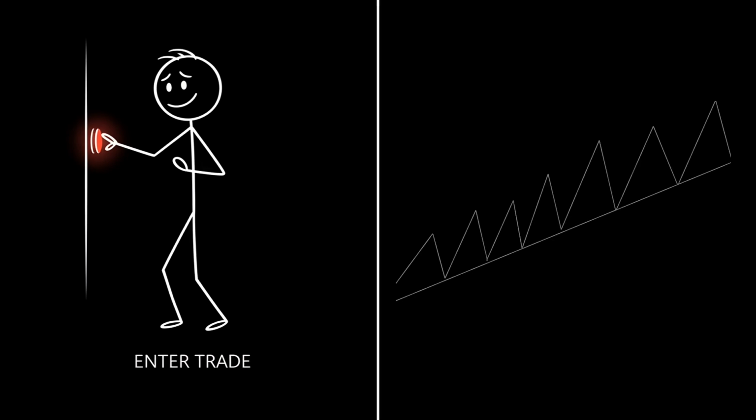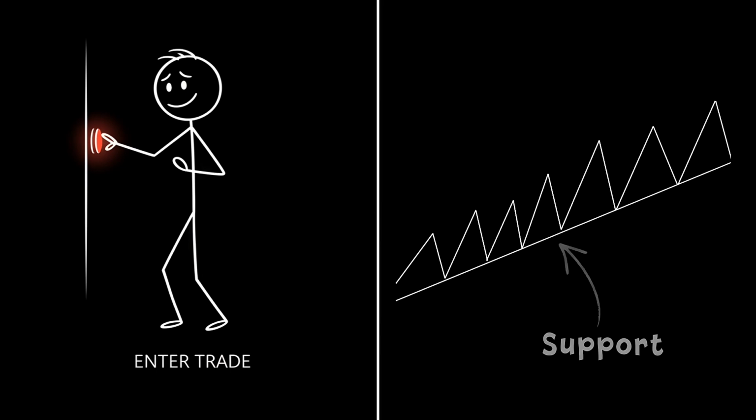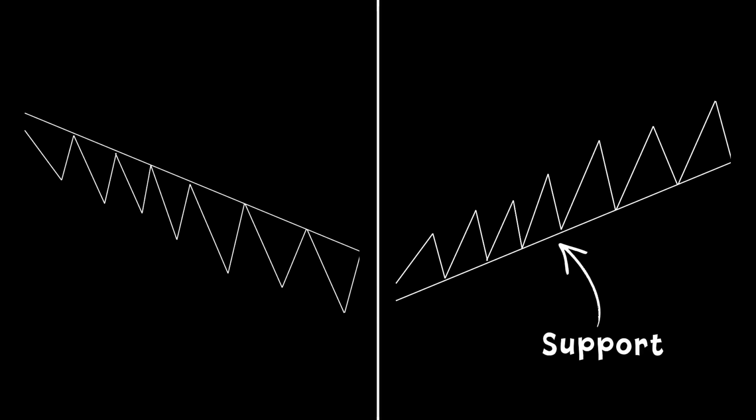For example, in an uptrend, a trend line serves as support. If price pulls back to the trend line, it could be an opportunity to enter for a buy. In a downtrend, the trend line acts as resistance. If price pushes back to the trend line, it could be an opportunity to enter for a sell.